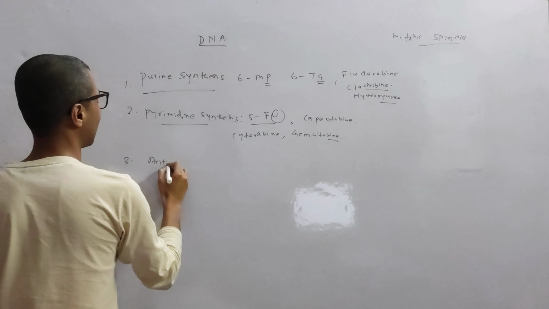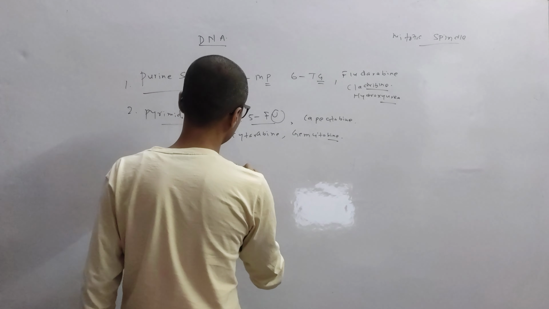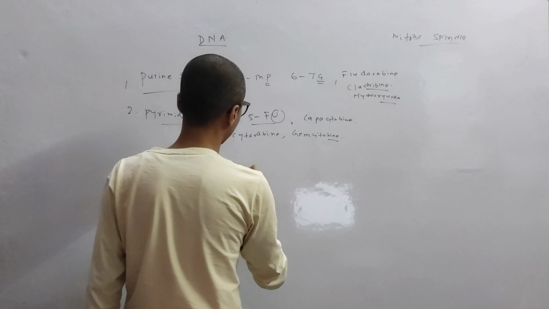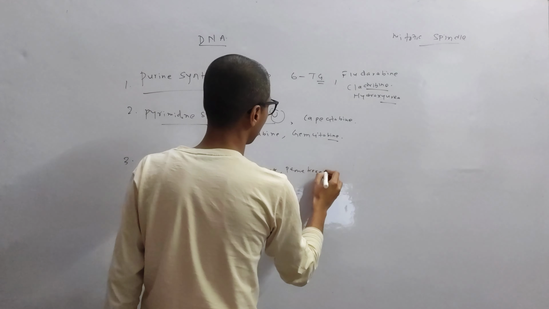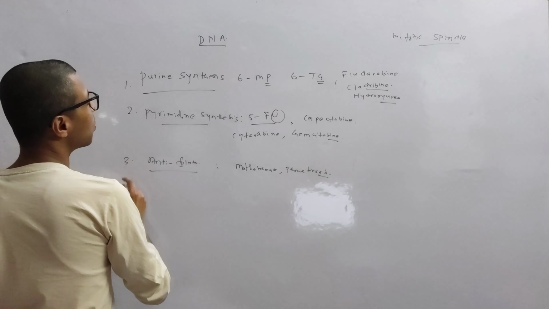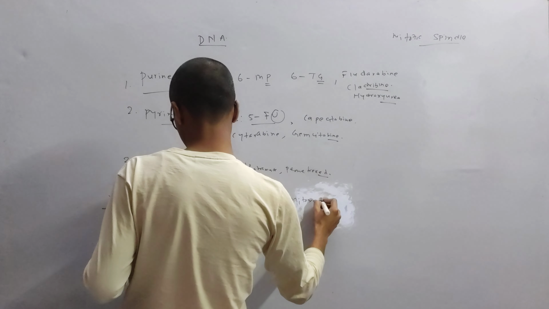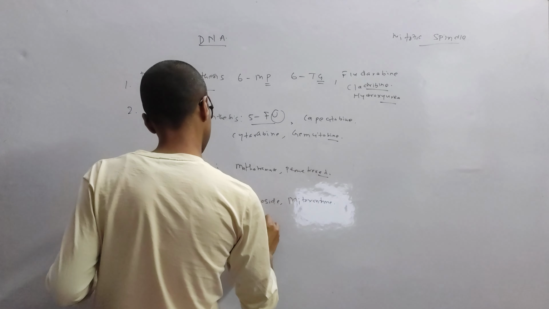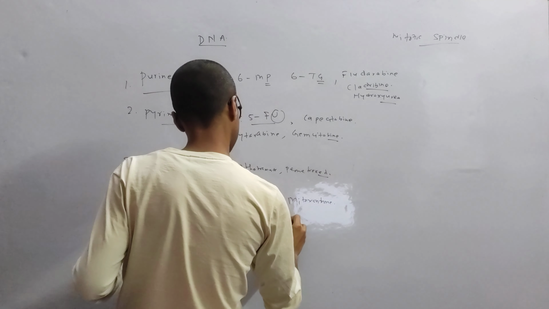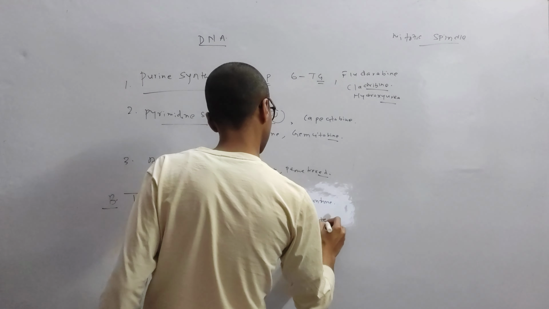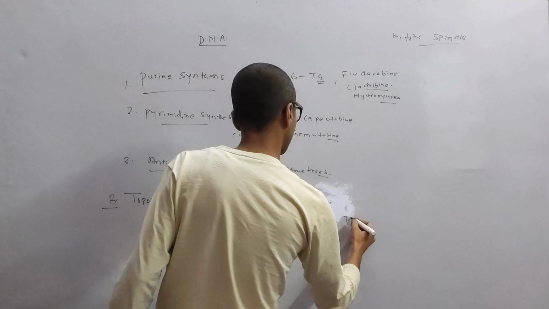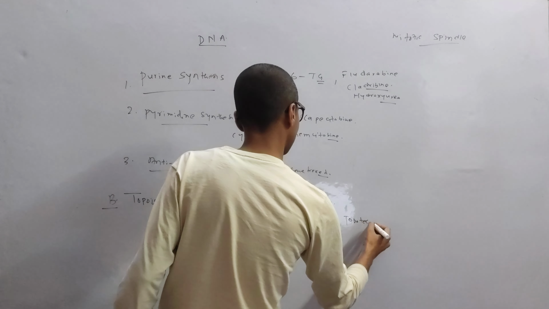Third is antifolate drugs. So you know what are antifolate drugs? Methotrexate, pemetrexed. Second, we told that topoisomerase inhibitors. So what are topoisomerase inhibitors? Etoposide, mitoxantrone. Another is camptothecins. So these are irinotecan, topotecan. Suffix is tecan. These are topoisomerase inhibitors.